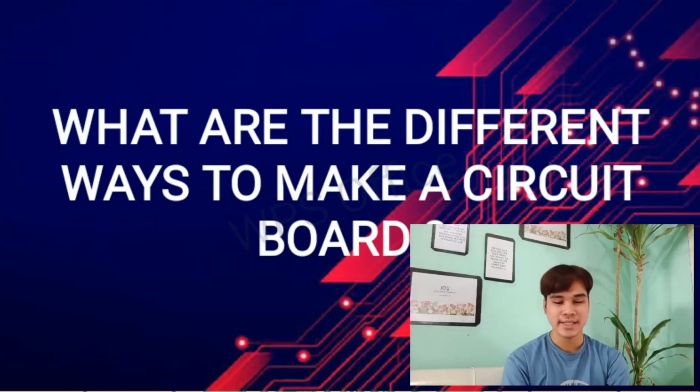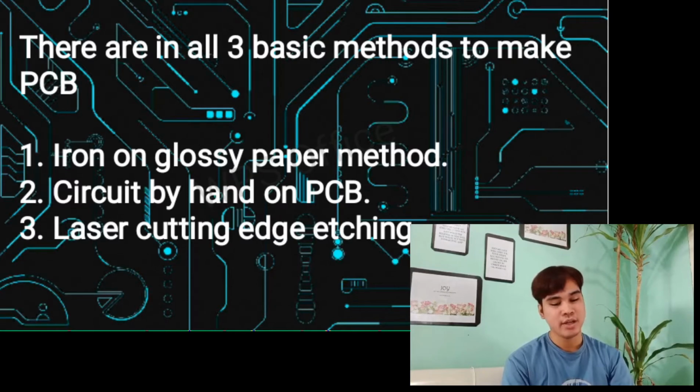The next one is, what are the different ways to make a printed circuit board? The first one is the iron and glossy paper method. This method uses an iron and glossy paper to make the PCB design, which is already printed, and then you iron it onto the board using the glossy paper.